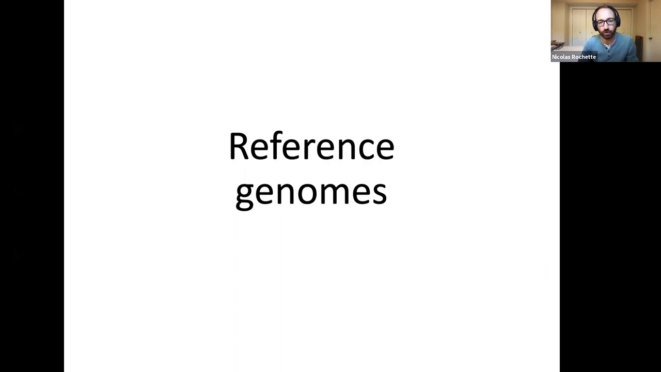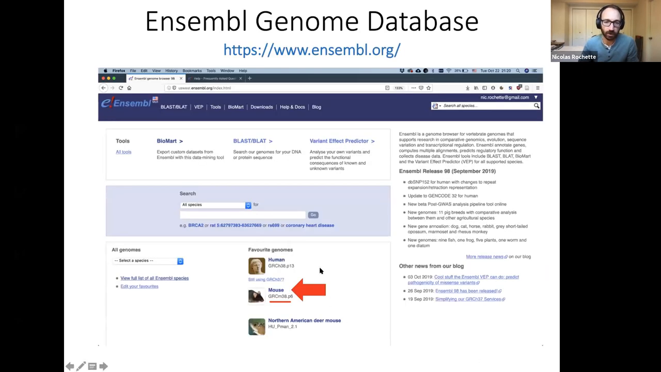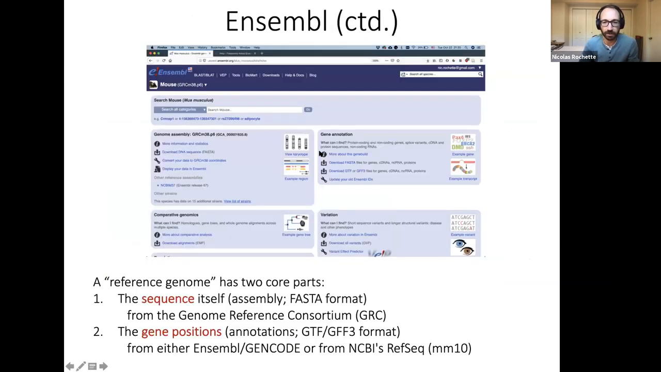The first thing I wanted to talk about was really what is a reference genome. For instance, I'm going to take the mouse genome. There are a number of places where you can browse genomes, and you can even browse a genome on your own computer, as we're going to do later today. But just to show you, we can go to the Ensembl website, which is a genome database, and we can look at the mouse genome. If we do this, we're going to arrive on this page.